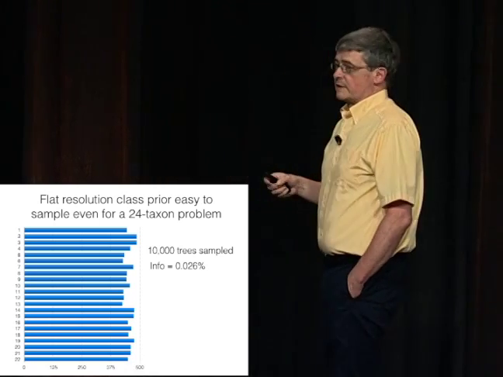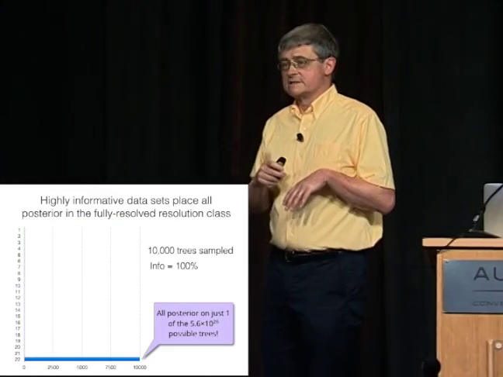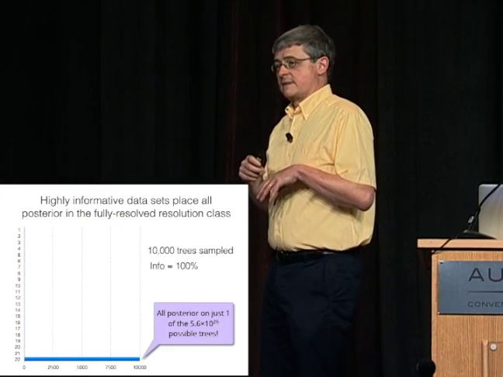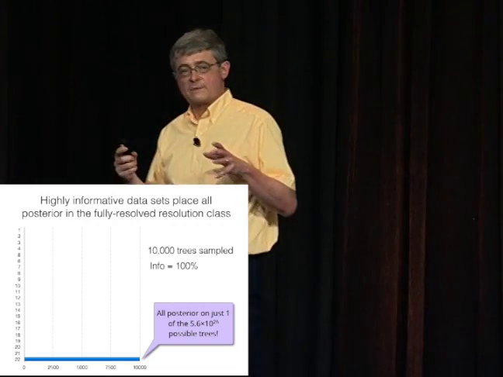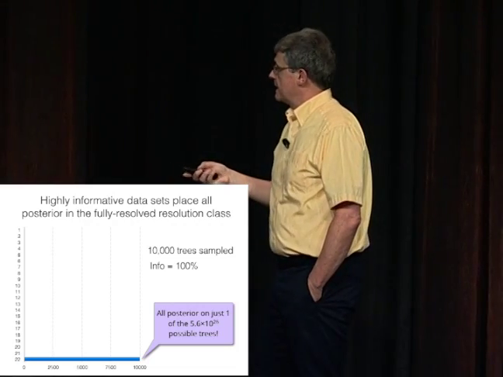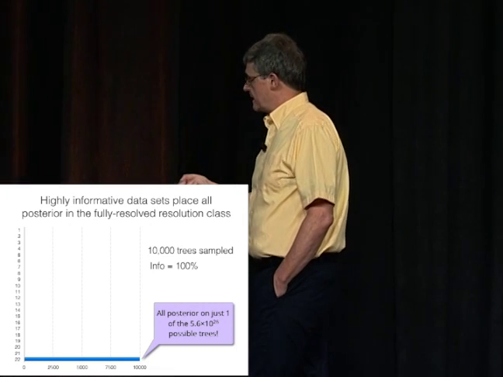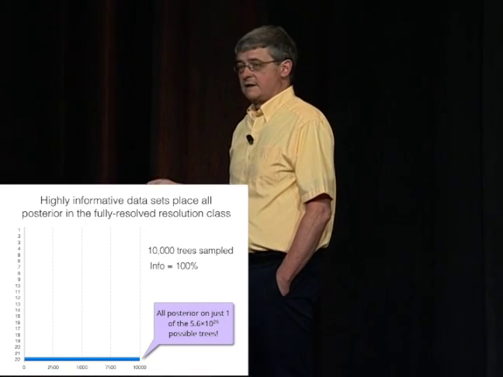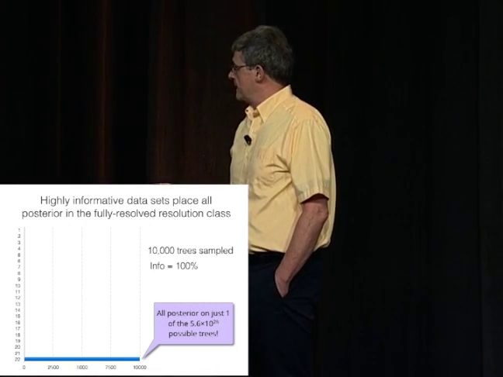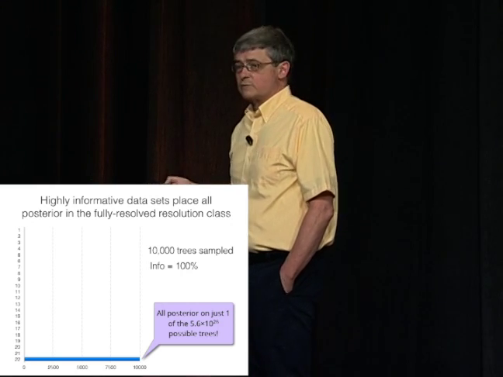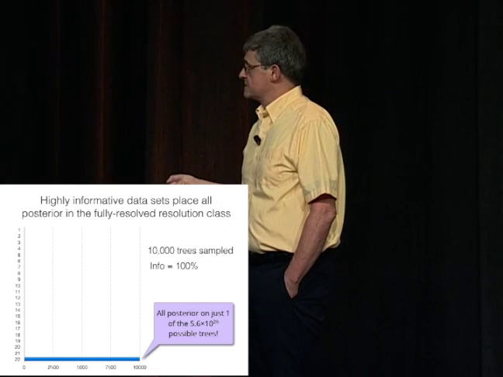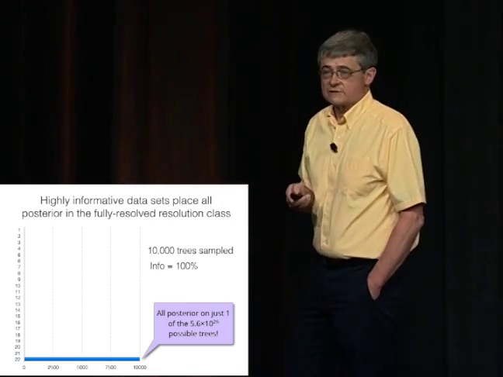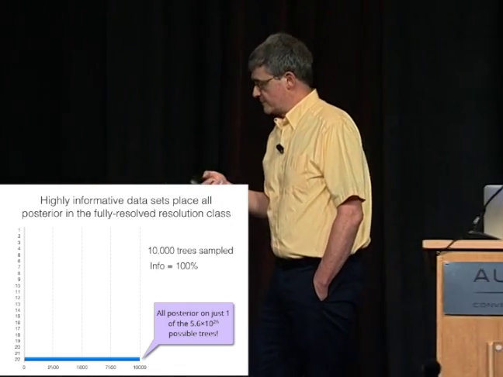And then what's nice about this is it doesn't really hurt us when it comes to data sets that have lots of information. So in this case, I simulated data that was perfectly exposed, that had the right substitution rate, and all of the posterior is concentrated not only in this most resolved class down here, but it also is all on just one of those 5.6 times 10 to the 26 trees that are in that class. So it doesn't seem to hurt us to use this polytomy prior even when we have lots of information.